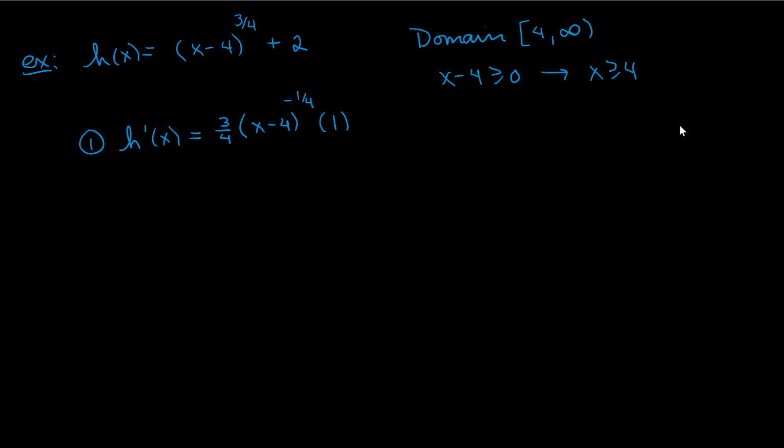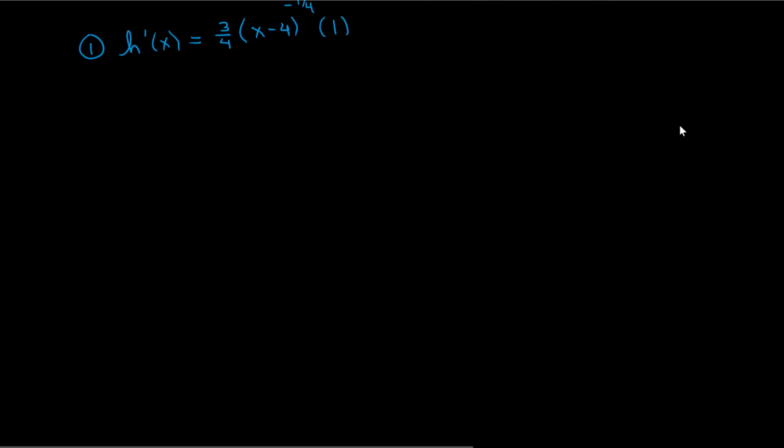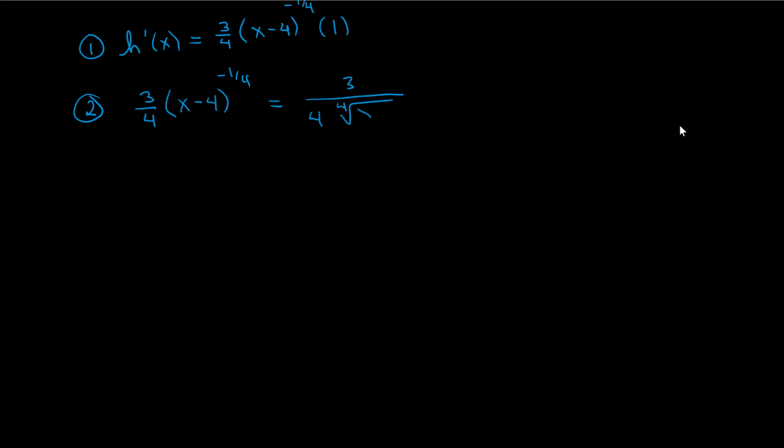Okay, we need to figure out where this equals 0. So step 1 is compute the derivative. Step 2 is to take our derivative, 3/4 times (x minus 4) to the negative 1/4, which can be written as 3 over 4 times the 4th root of (x minus 4), and set that equal to 0.